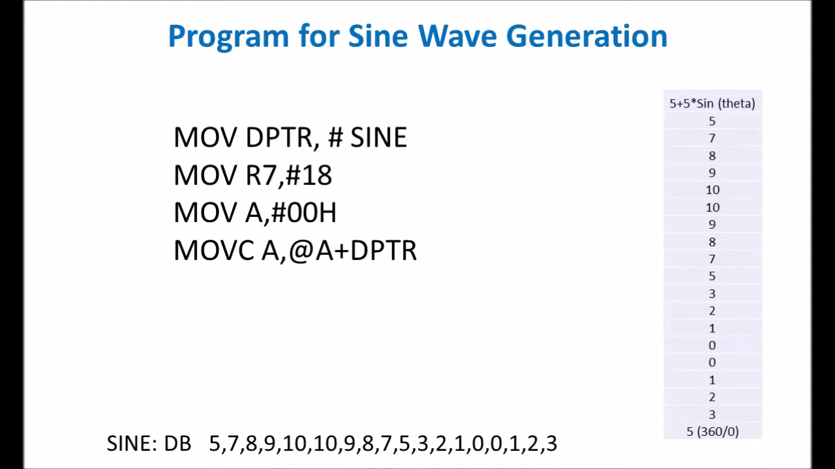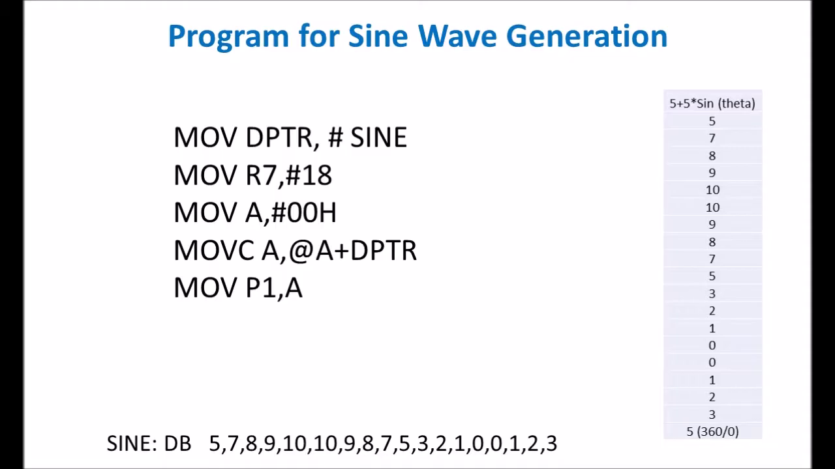We'll store this magnitude on port P1. So for that we'll use the instruction MOV P1, A. So the first magnitude is now placed on P1. The DAC will convert this into analog and the output corresponding to magnitude 5 will be available at the output terminal. So one value we have read from the lookup table and sent to the DAC.